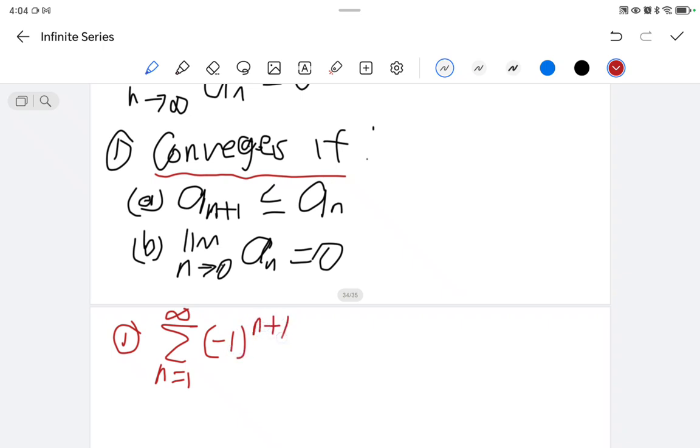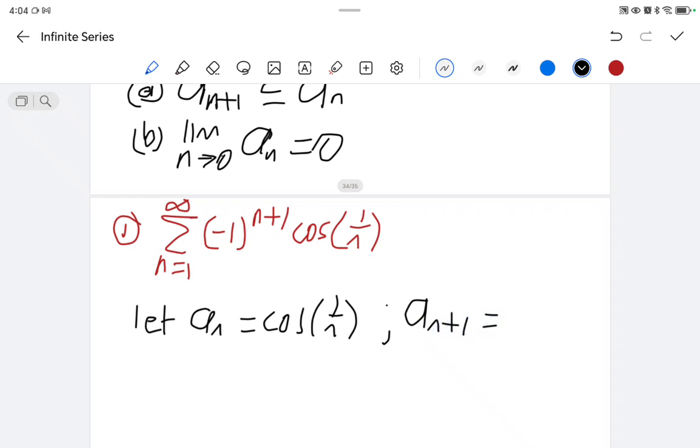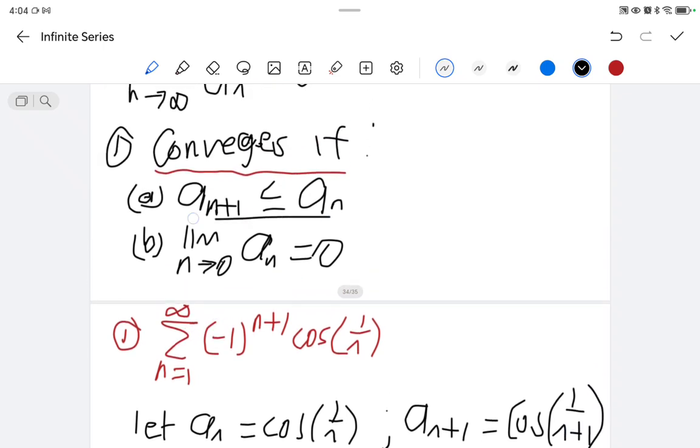Let me say n plus 1. Then we can have cos of 1 over n, right? Actually, this question that I have here is an activity in your guide, so we're going to do a solution for it. The first condition says that we should have a of n equal to cos of 1 over n, right? Secondly, we should have a of n plus 1, which should be cos of 1 over n plus 1. Then we check this condition first.